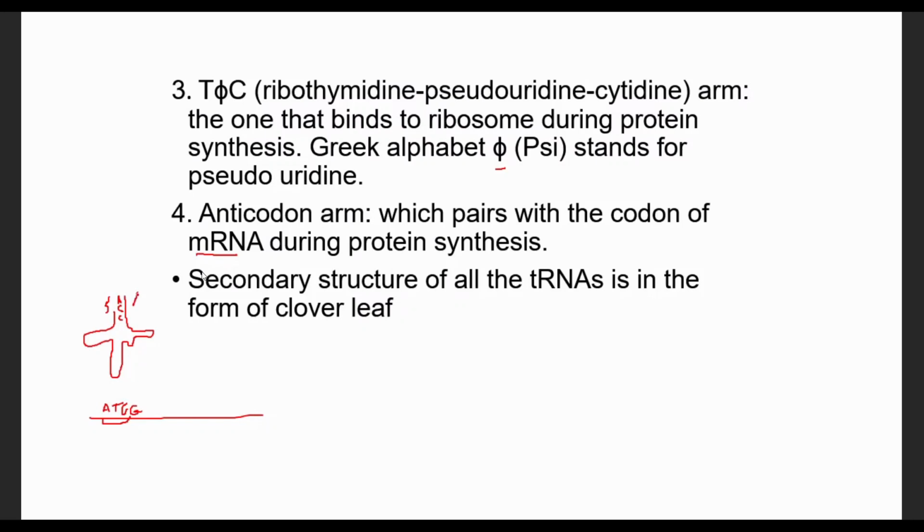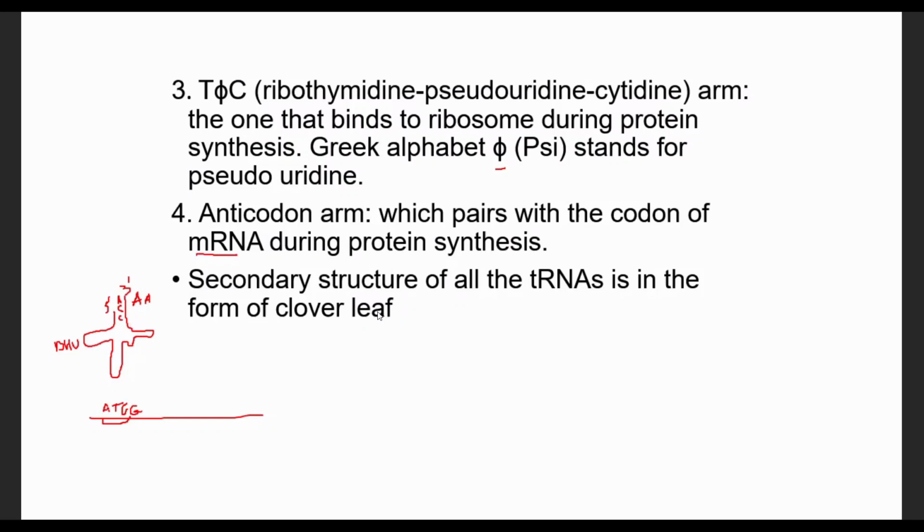Okay, this one is the DHU arm. The DHU arm, or dihydrouridine arm, binds the active site of the enzyme. As a result, this transfer RNA will be activated into aminoacyl transfer RNA. It is the active form of transfer RNA. This one is the anticodon arm.